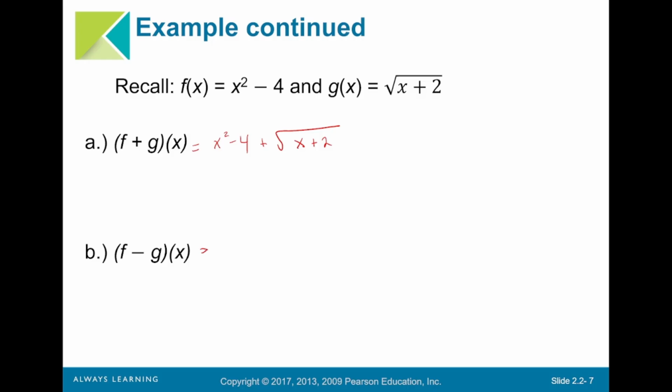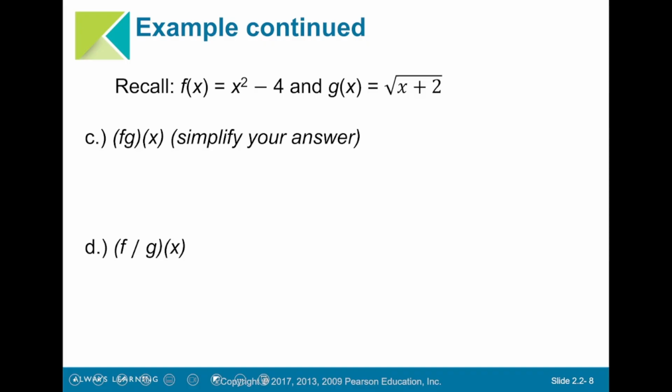f minus g looks kind of similar. x squared minus 4 minus the square root of x plus 2. Again, no like terms that we can get rid of. We can't get rid of that square root on the x plus 2, so we're stuck.